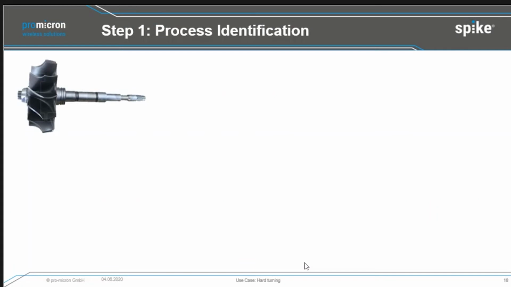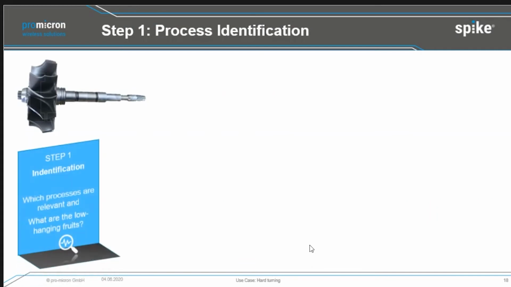So let's start with step 1, process identification. Again, which processes are relevant? What are the low-hanging fruits? As said, low-hanging fruit means they are easy to monitor, but they also provide a high saving potential.